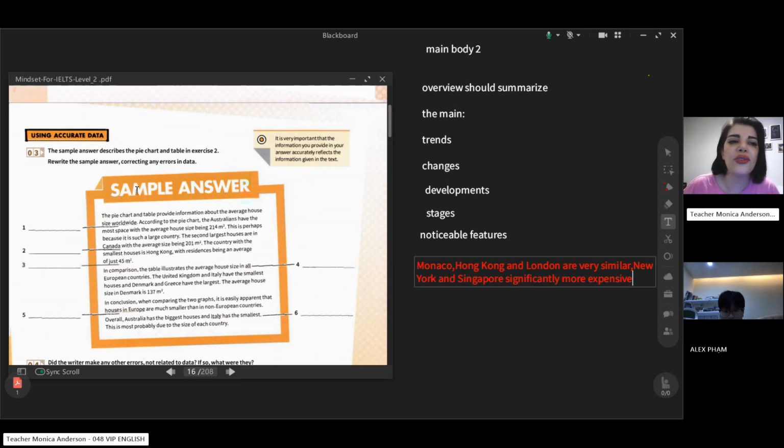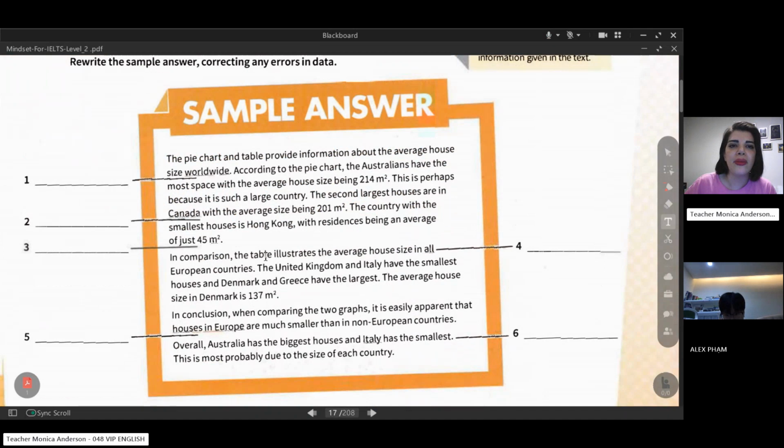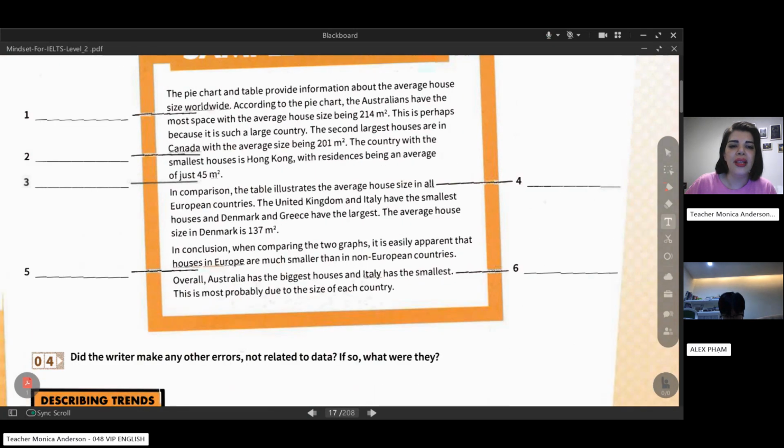The sample answer described the pie charts and table. As I told you, we can have more than one visual so that we need to compare. So, rewrite the sample answer, correcting any errors in the data. So let's see if we can. Would you read it, please?